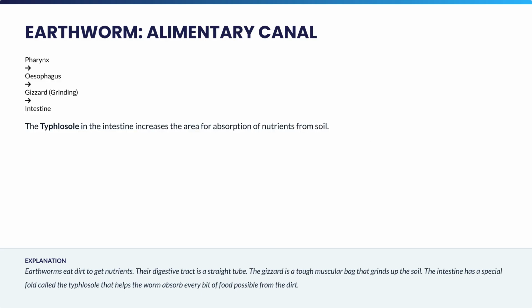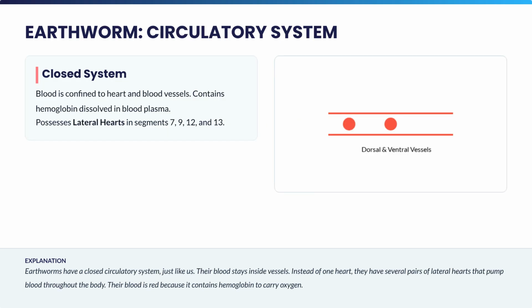The earthworm's alimentary canal is a straight tube. The muscular gizzard grinds the soil. The intestine features a special fold, the typhlosole, which dramatically increases the surface area for nutrient absorption from the dirt. Earthworms have a closed circulatory system with hemoglobin dissolved in the plasma, making the blood red. Several pairs of lateral hearts in segments 7, 9, 12, and 13 pump blood throughout the system.